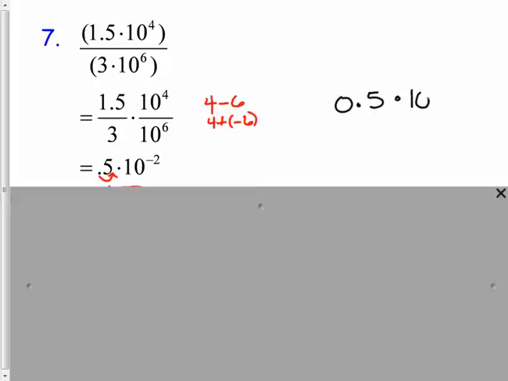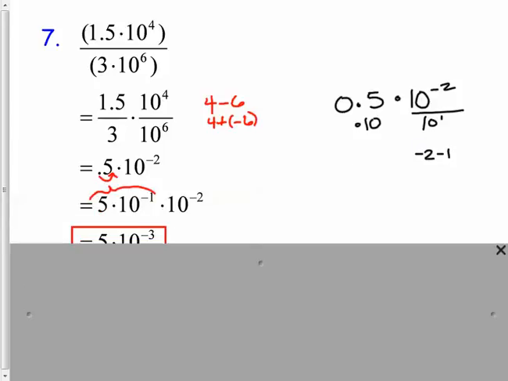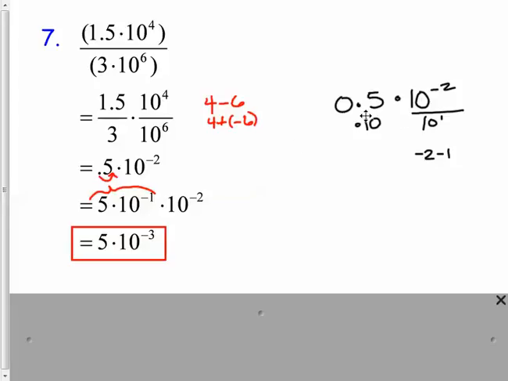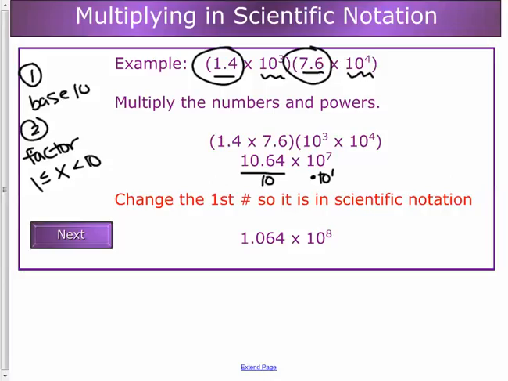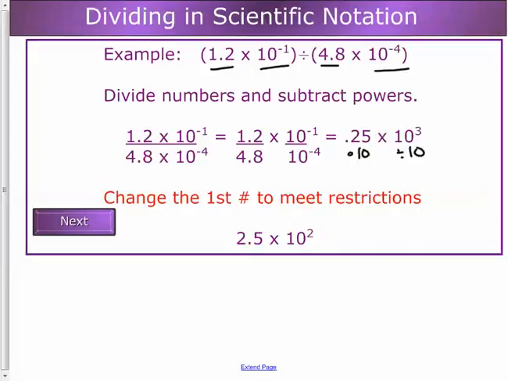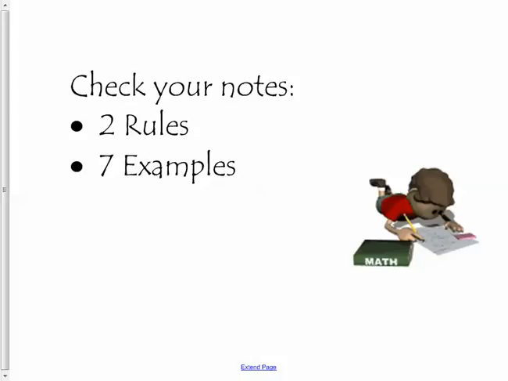So what we have here, we would have to multiply by 10 and divide this one by 10. So really this looks like this fraction, -2 minus 1. So we get 5 over here and -3 here. All right, so you should have 2 rules. We've got this one for multiplication, this one for division, and you should have 7 examples for me.